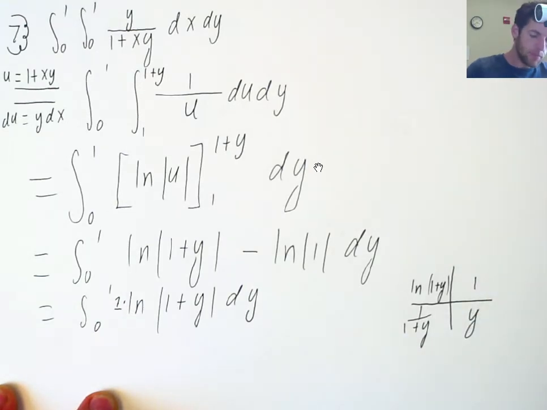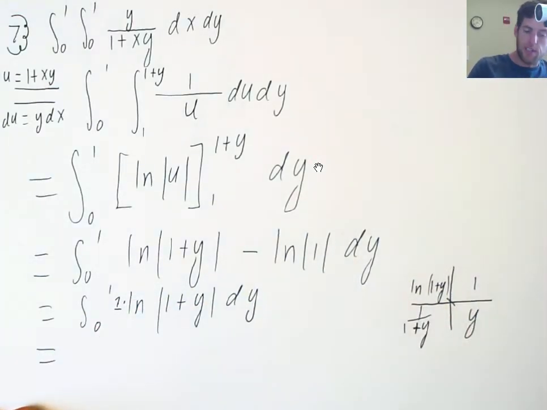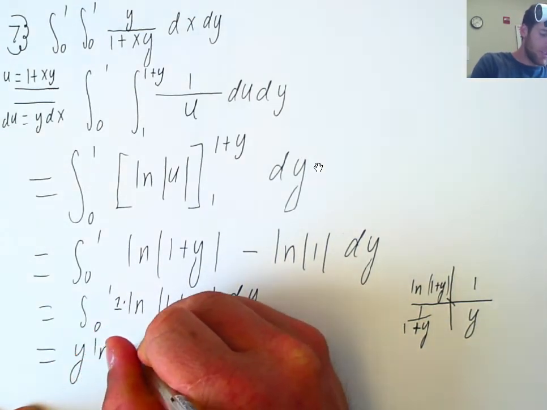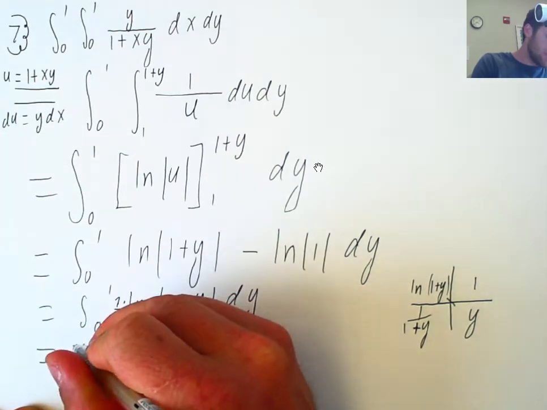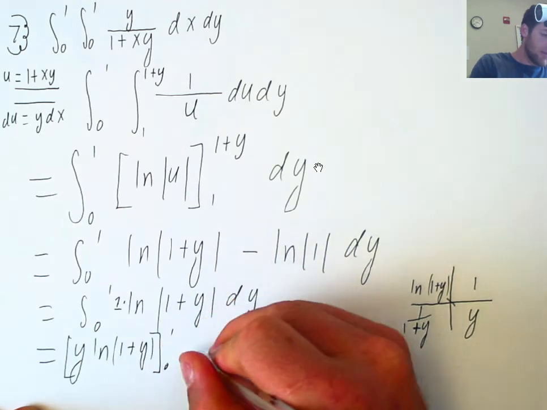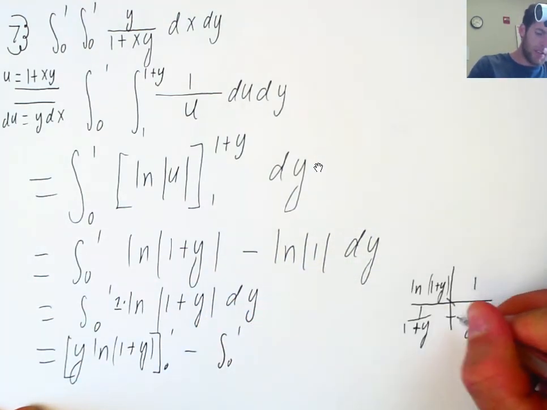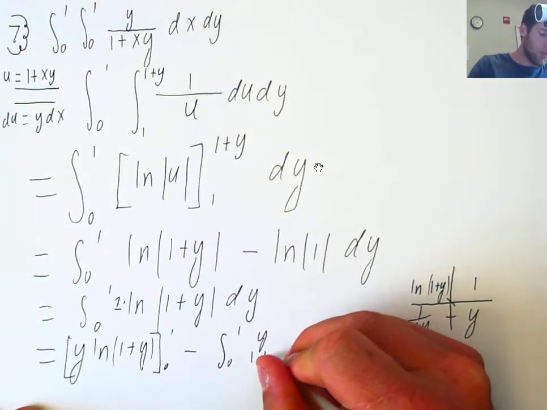Okay, that leads us to product across the diagonal is y, natural log of 1 plus y, that we're going to evaluate between 0 and 1. And then we'll have a definite integral from 0 to 1 of the product across the bottom, y over 1 plus y.